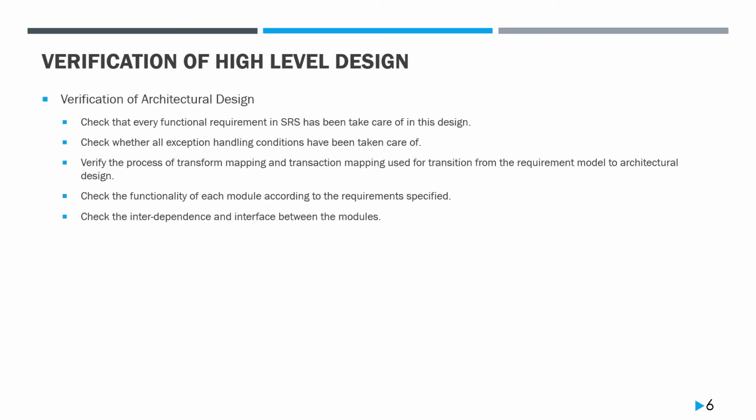Now come to verification of architectural design. In this verification of architectural design, what we need to do: check that every functional requirement in the SRS has been taken care of in this design. Check whether all exception handling conditions have been taken care of. Then verify the process of transform mapping and transaction mapping used for transition from the requirement model to the architectural design. Then check the functionality of each module according to the requirements specified. Then check the interdependence of interfaces between these modules.